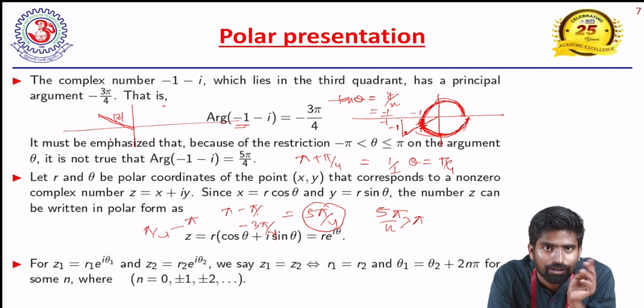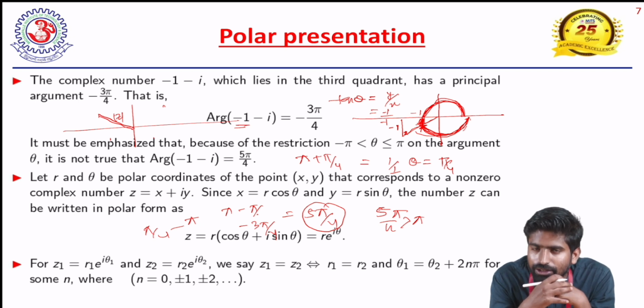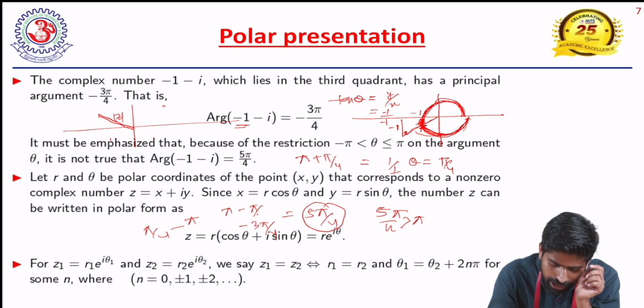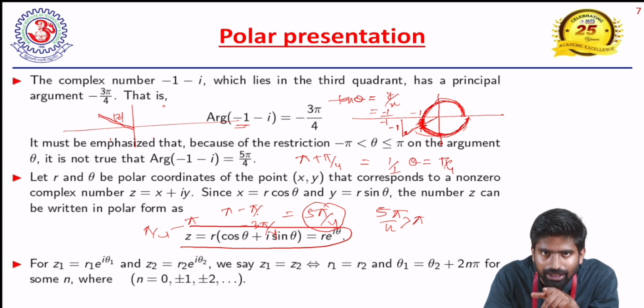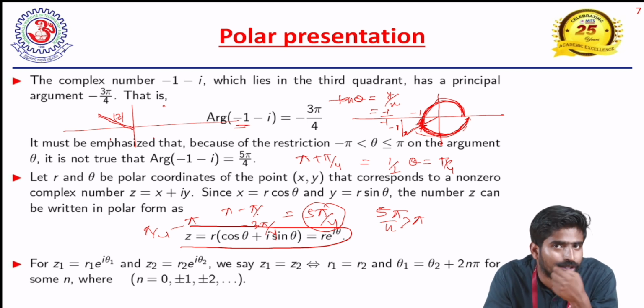So given any complex number, let r and theta be the polar coordinates of x and y. By the normal theory of polar and Cartesian coordinates, we can always represent x as r cos theta and y as r sin theta. In that way, any complex number can be represented in the form z equals r (cos theta plus i sin theta). Also, cos theta plus i sin theta equals e to the power i theta by de Moivre's formula.